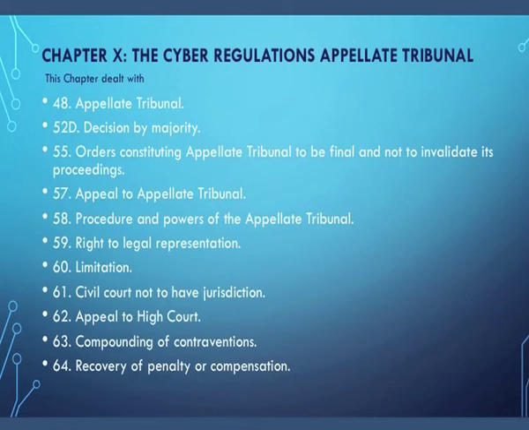Now, we will discuss chapter 10, the Cyber Regulations Appellate Tribunal. An appellate tribunal is an assembly of judges who can hear appeals and review lower court decisions. The Act provides that orders constituting the tribunal will not invalidate its proceedings.